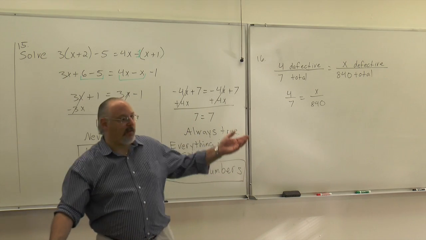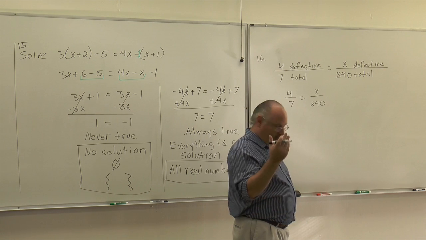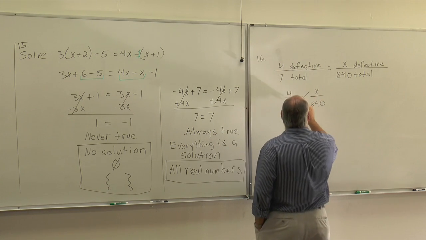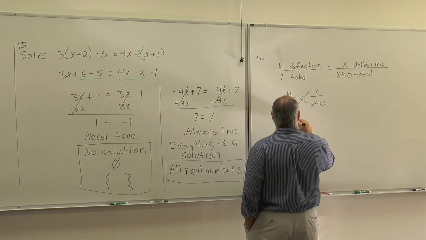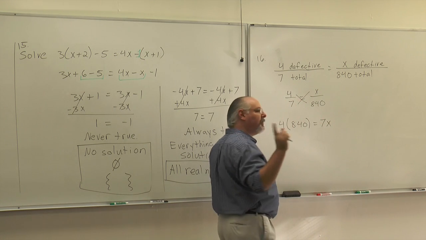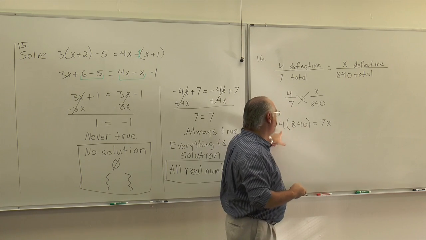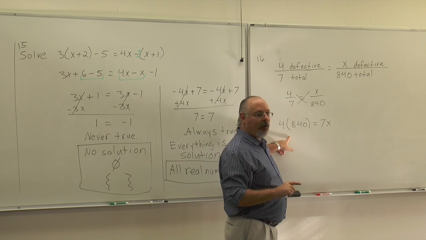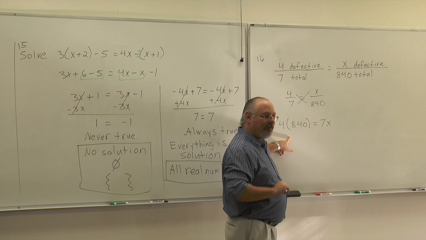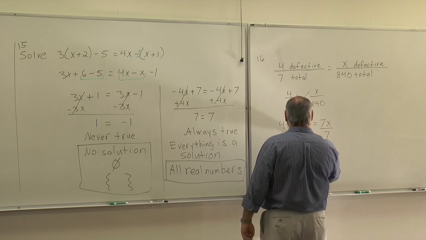Alright, so how do we solve a proportion? Like this. Cross multiply. Cross multiply. So this becomes 4 times 840 equals 7x. I'm going to teach you a little trick here. You can multiply this out if you want. No problem with that at all. I'm not going to. I'm going to solve for x and divide by 7.